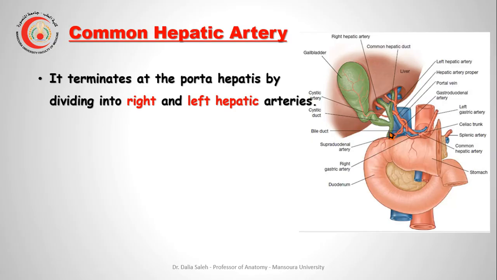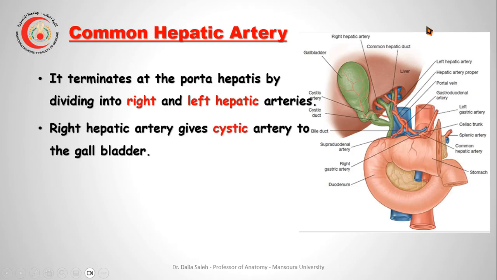When the hepatic artery proper reaches the hilum of the liver, it divides into left and right hepatic arteries to supply the lobes of the liver, and from the right hepatic artery another small branch called the cystic artery arises from it to supply the gallbladder.